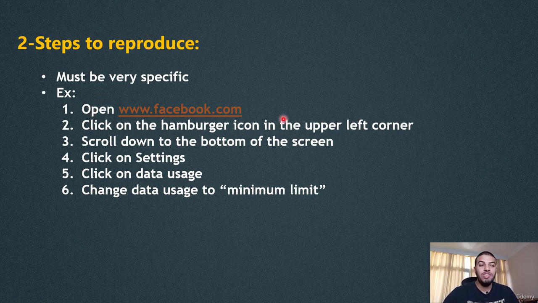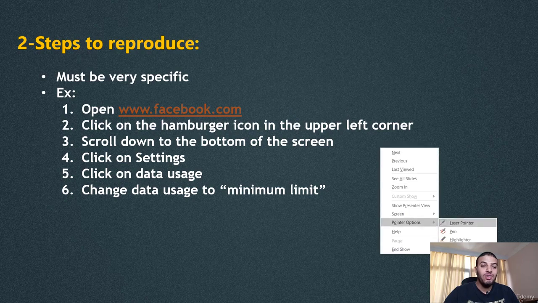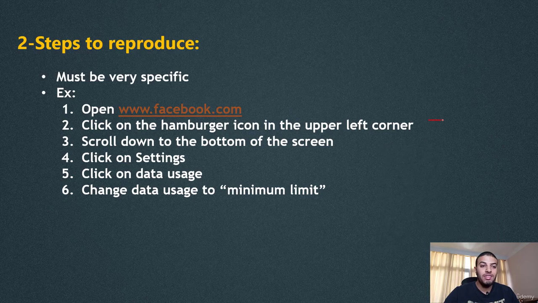1, open facebook.com. The first step is opening the URL, okay? If this is a website, if this is an application, the first step is doing something inside the application. Don't say step 1, open the application. No, begin after it, okay? Click on login or something. Then click on the hamburger icon in the upper left corner. And the hamburger icon is this. You might have seen it in many applications. This is the hamburger icon.